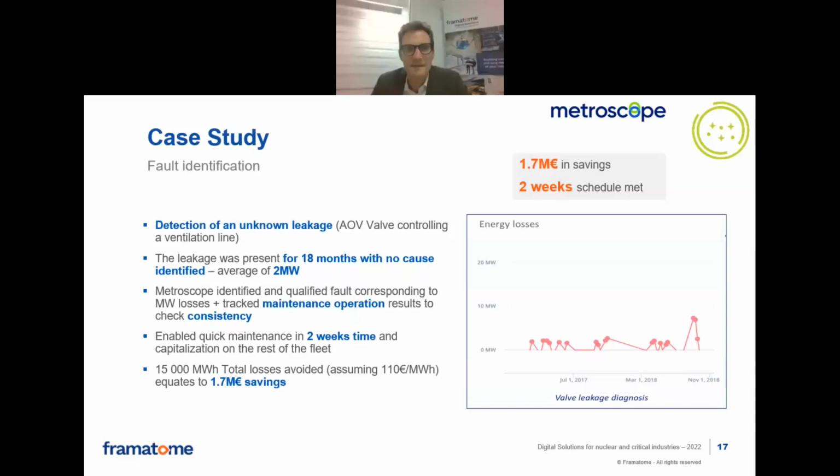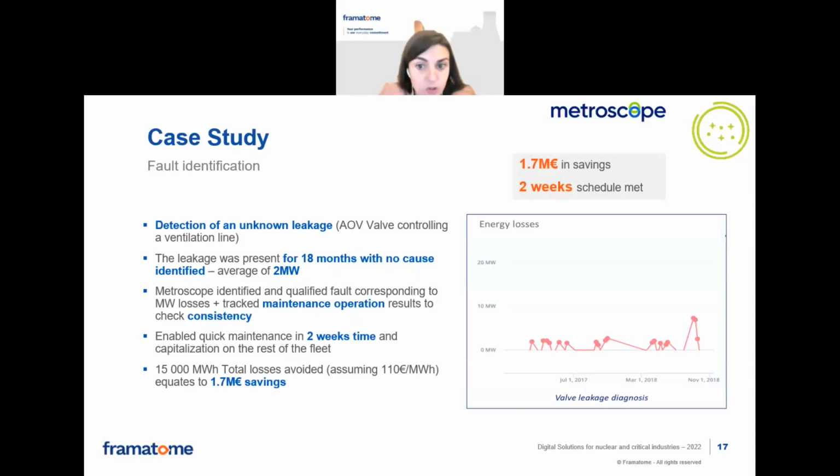And Microscope precisely quantified a reduction in losses due to the maintenance, but the plant was still losing 2.5 megawatts. So based on this evaluation, a second intervention was required by the site to close the valve properly. This time the maintenance action was totally successful. So at the end, Microscope successfully identified and qualified the fault corresponding to the megawatt losses. It also tracked maintenance operation results to check consistency. And last, it enabled quick maintenance in 2 weeks' time and capitalization on the rest of the fleet.